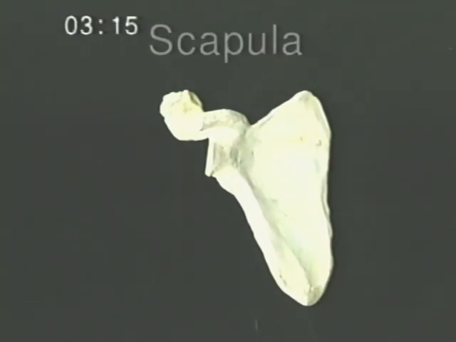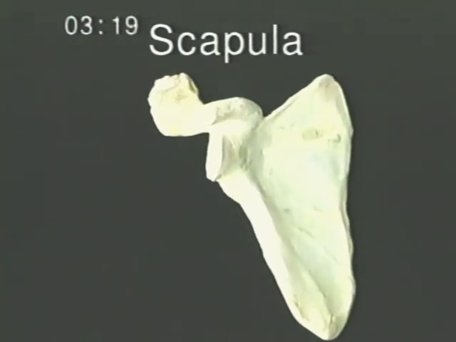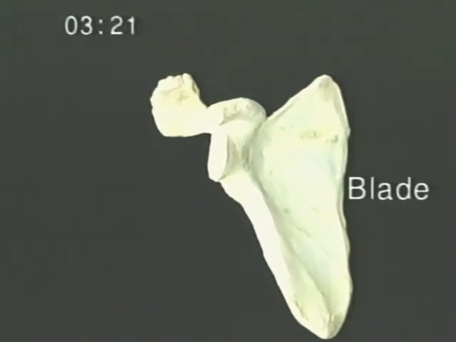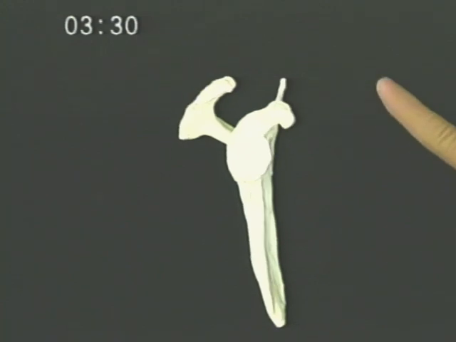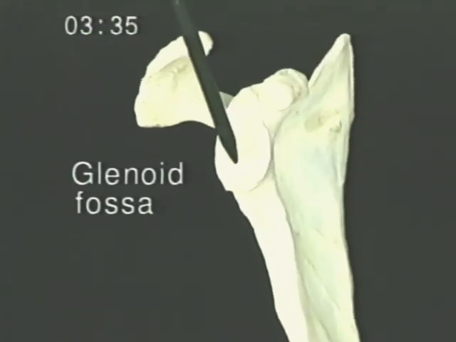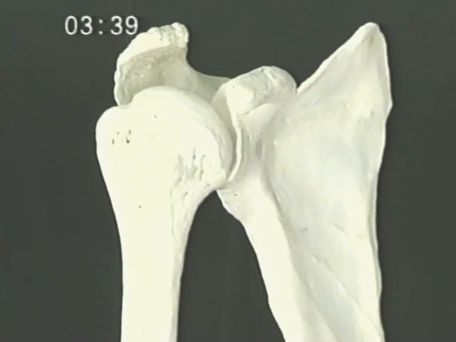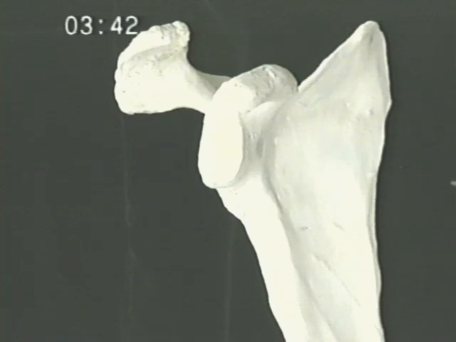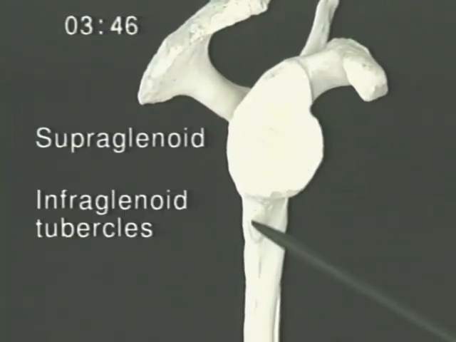Now let's look at the scapula, also known as the shoulder blade. It's a much more complicated bone. The flat part, or blade, is triangular, with an upper, a lateral, and a medial border. The blade isn't really flat, it's a little curved to fit the chest wall. This smooth concave surface is the glenoid fossa. The head of the humerus articulates with it to form the shoulder joint. Above and below the glenoid fossa are the supraglenoid and infraglenoid tubercles.